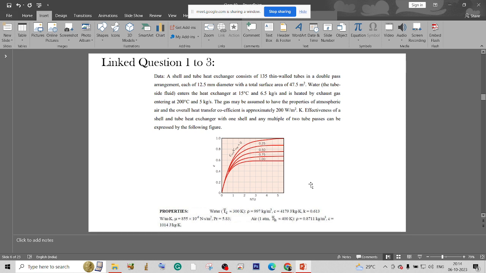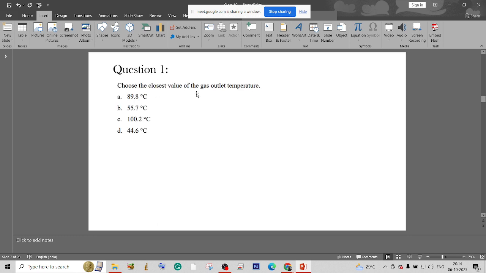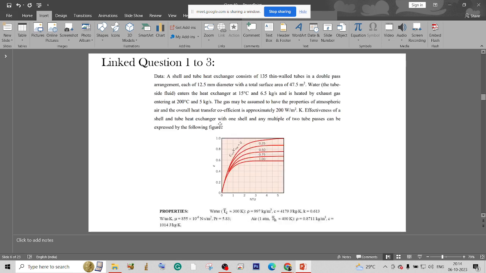The effectiveness of the shell and tube heat exchanger with one shell and any multiple of two tube passes can be expressed by the following figures. So from this we can easily calculate the effectiveness. Okay, so this is the intro for questions number 1 to 3. So what is the first question? Choose the closest value for the gas outlet temperature. So we'll start with this question first. The gas outlet temperature, we need to find out the closest value for that. Okay, so how will we do that?